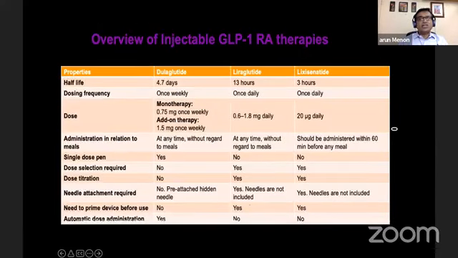And the other agent, again, just to very quickly say, dulaglutide is the other agent that you should think of, as monotherapy. It's very convenient for the patients, with pretty much a similar effect to liraglutide.